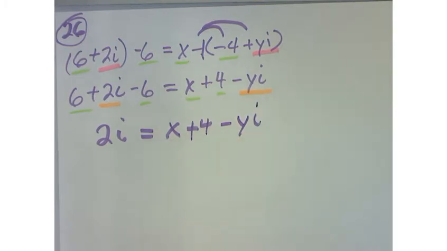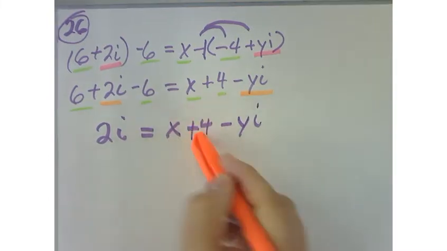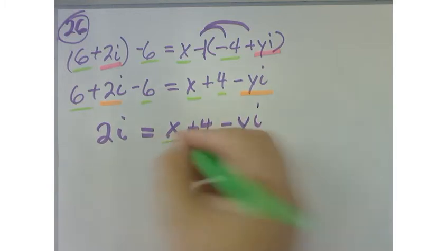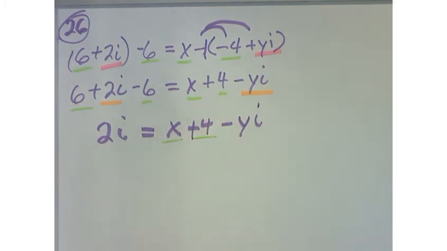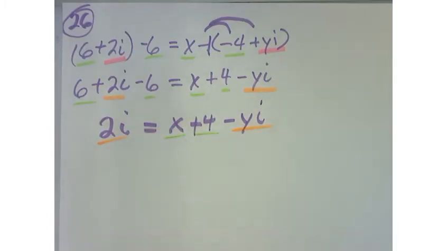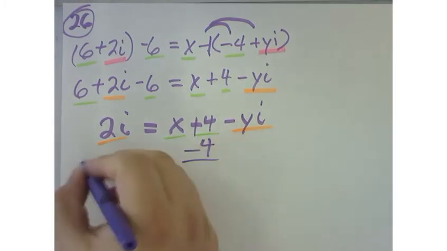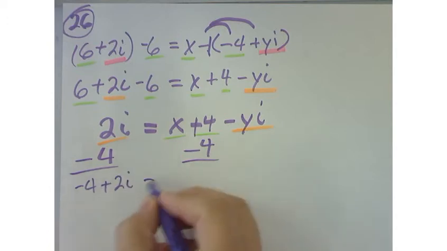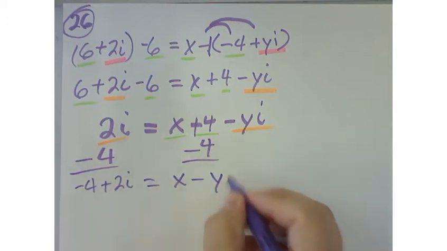Well, x is a number and y is a number. So these are the real components, right? But they're on the same side of the equal sign. These are the imaginary components, but they're on the opposite side of the equal sign. So ideally, let's subtract 4 from both sides and see what it looks like. If I do that, I've got -4 plus 2i is equal to x minus yi.